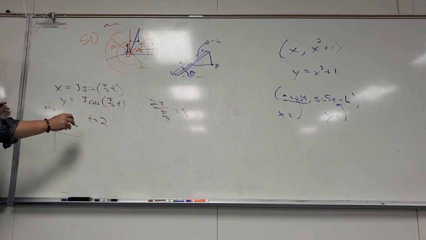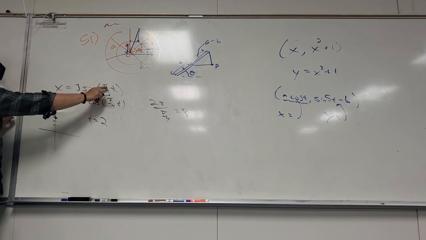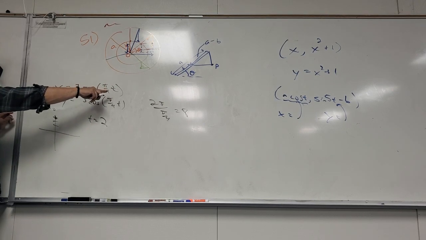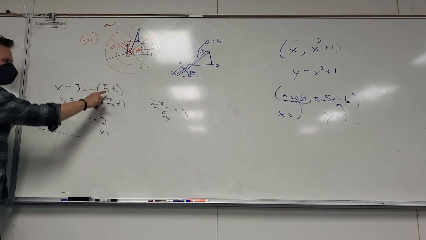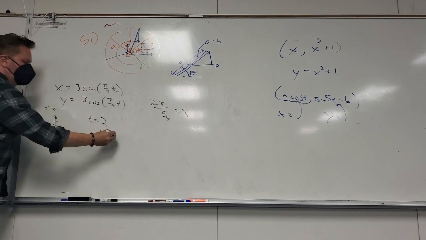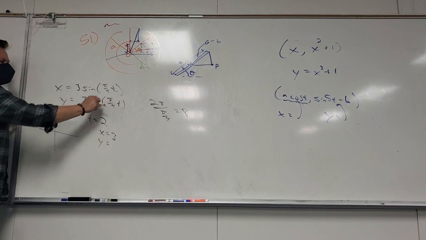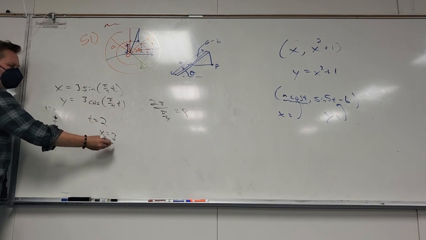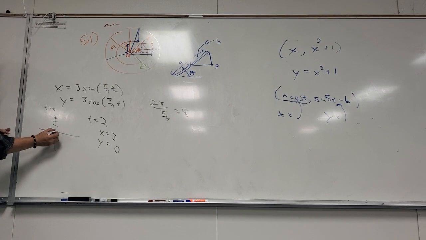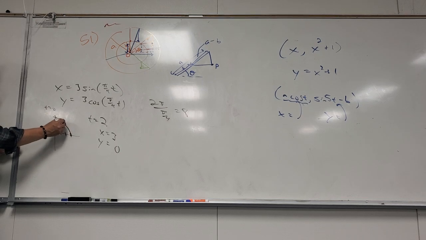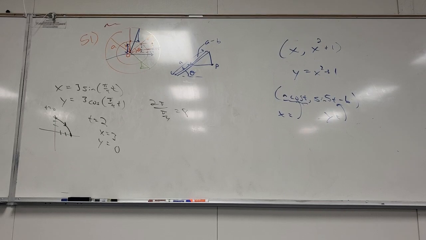So what about a fourth of the period? What happens? Here it's sine of pi over 2, which is 1, so I get 3, yes? And now if I put it in here, I get cosine of pi over 2, which is 0. So where am I now? I'm at (3, 0), yes? Which way did I go? Clockwise or counterclockwise? Clockwise. That's it. That's all you've got to do.